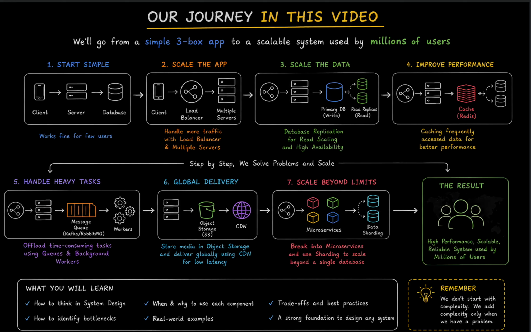So the complete picture, now let's put everything together. For example, we started with client, then client goes to server, then database, then traffic increased. We added load balancer, then we added multiple services, then our database became a bottleneck. So we added read replicas. Then frequent reads were putting pressure on the database, so we added Redis caching. And then background operations were slowing down requests, so we added message queues, Kafka.